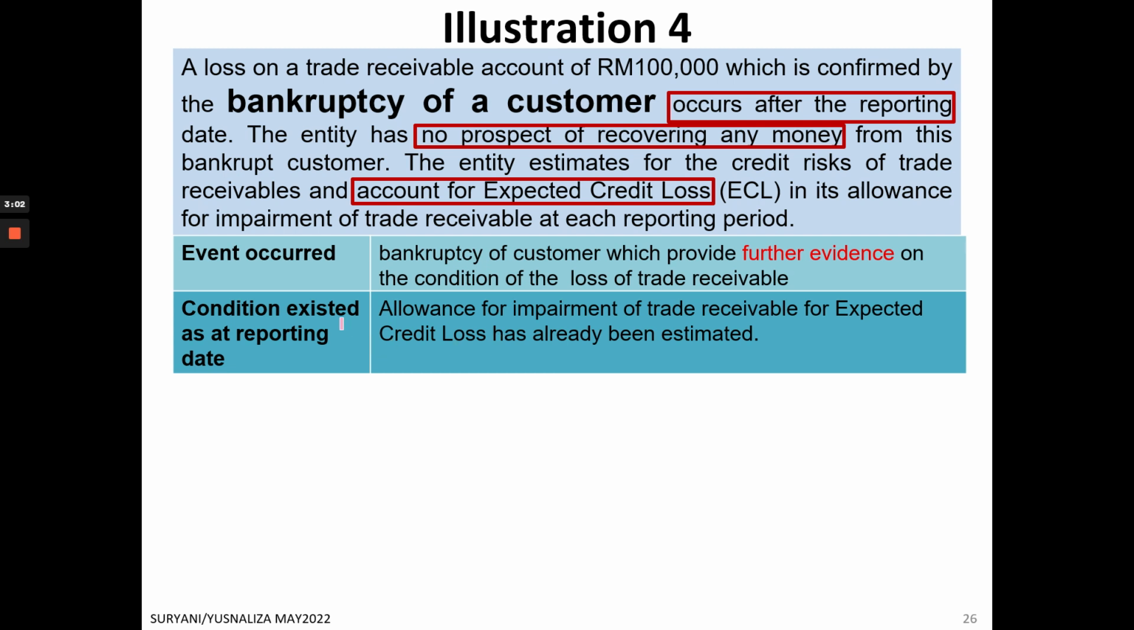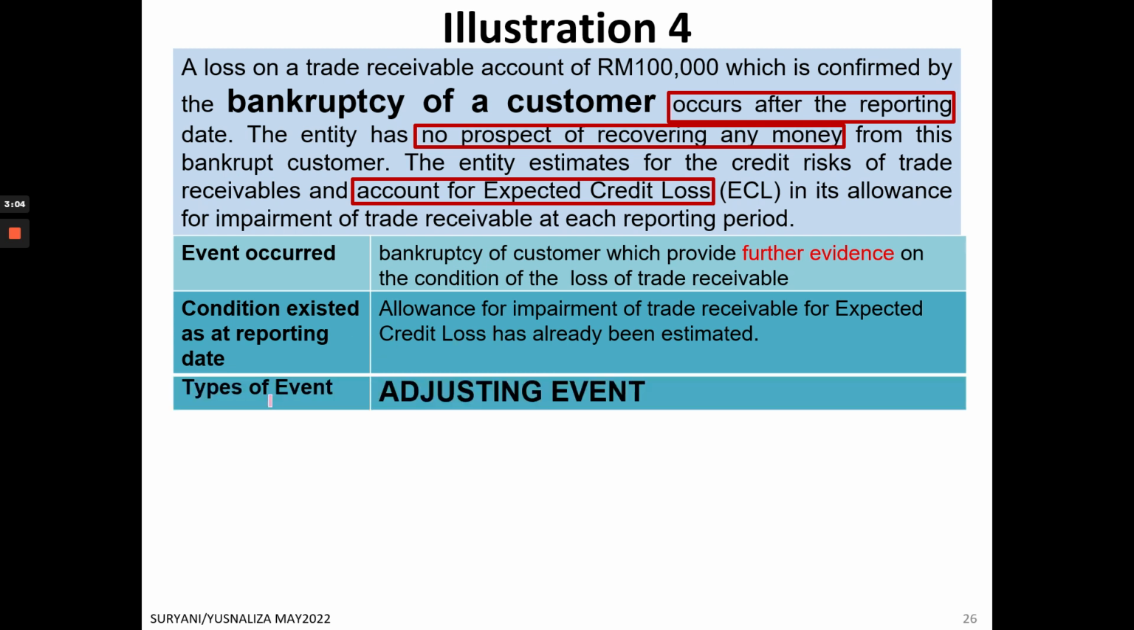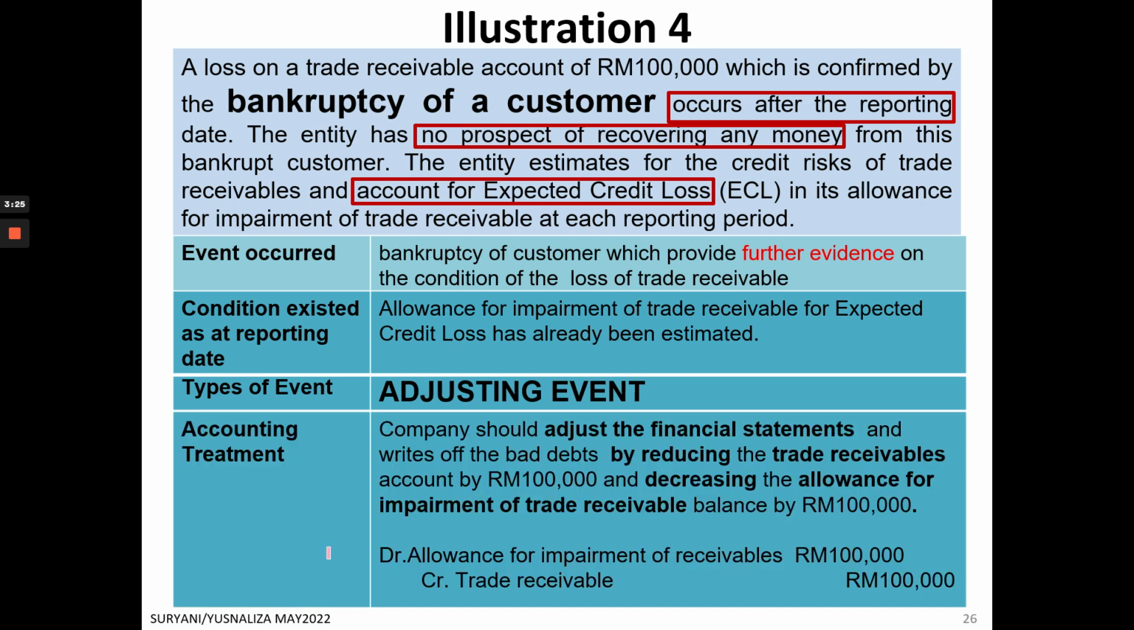That has been estimated. Then the type of event here is an adjusting event, because the customer goes bankrupt between the reporting date and before the date the financial statements are authorized for issue. Here we assume that the financial statements have not yet been authorized for issue. So this would be an adjusting event, and therefore the company needs to meet an accounting treatment here where adjustment needs to be made to the financial statement of the company.